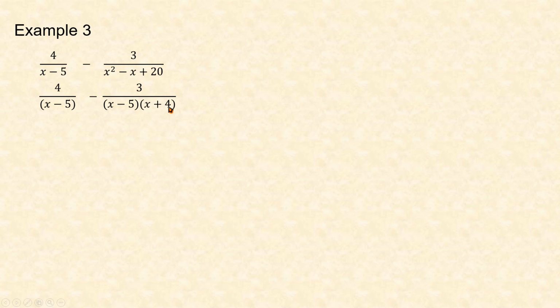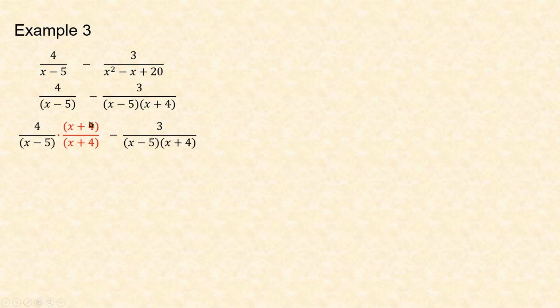And then I factor this. Now I have factors at the bottom, and I'm going to do this the same exact way I did with fractions. I look to see what does this guy have that this guy doesn't, right? They both have an x minus 5, but the second guy has an x plus 4, and the first guy doesn't. So I'm going to multiply the first guy by x plus 4. See, now both of them at the bottom have the same thing, x minus 5, x plus 4.